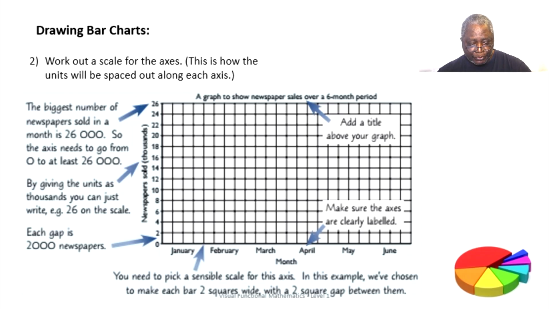Each gap, that is on the y-axis, each gap is 2,000 newspapers. So from 0 to 2 is 2,000, from 0 to 4 is 4,000, and so on until you get to 26,000. Up the y scale. In case you're asking why am I calling it the y scale, it is because we have an adage that guides us. You say enter and go upstairs. X comes before a y. So x-axis go across at the bottom, y-axis go upstairs.